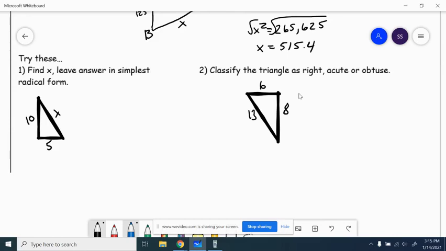Okay, number 1, we're looking for the hypotenuse. Okay, I should have put this square there. Okay, so we know that this is the hypotenuse. We got x squared is equal to 10 squared plus 5 squared. So now square them out. 100 plus 25, add them together. We get 125 is equal to x squared. Let's take the square root.